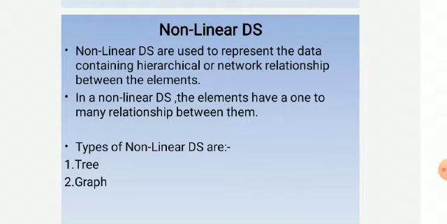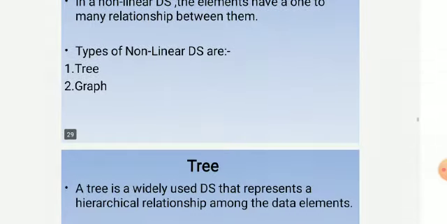A tree has a number of leaves or branches. So a tree is the best example of a non-linear data structure. In a tree, the elements are arranged in a hierarchical or network relationship. There is a relationship between the elements. So there are again two types of non-linear data structure: tree and graph.